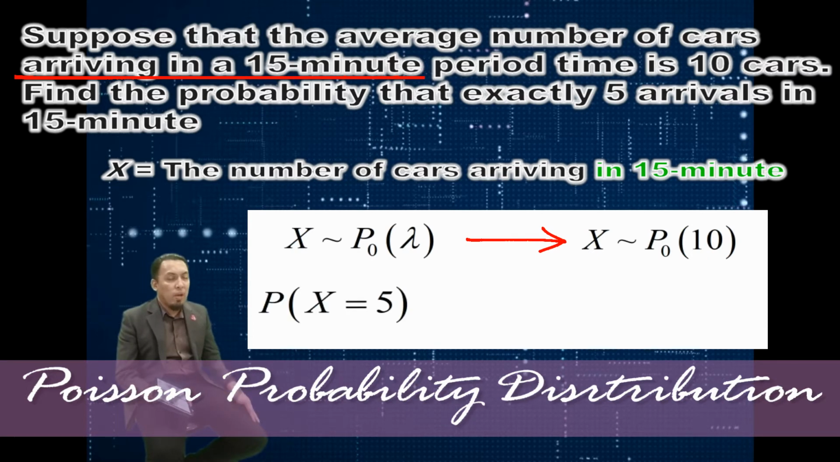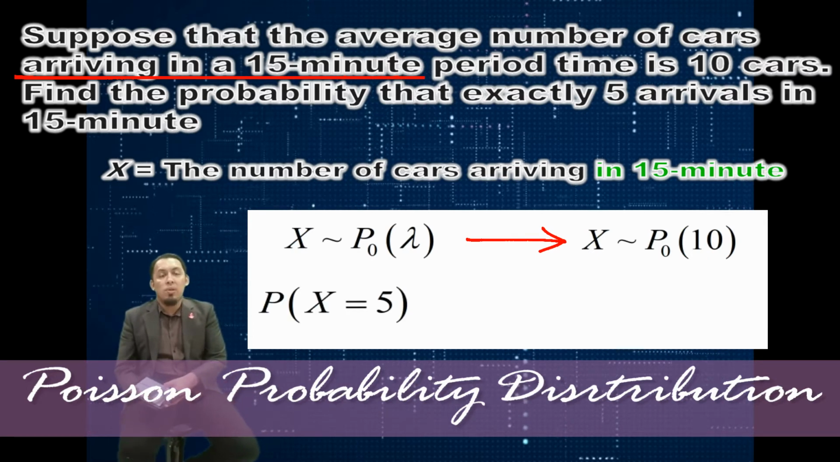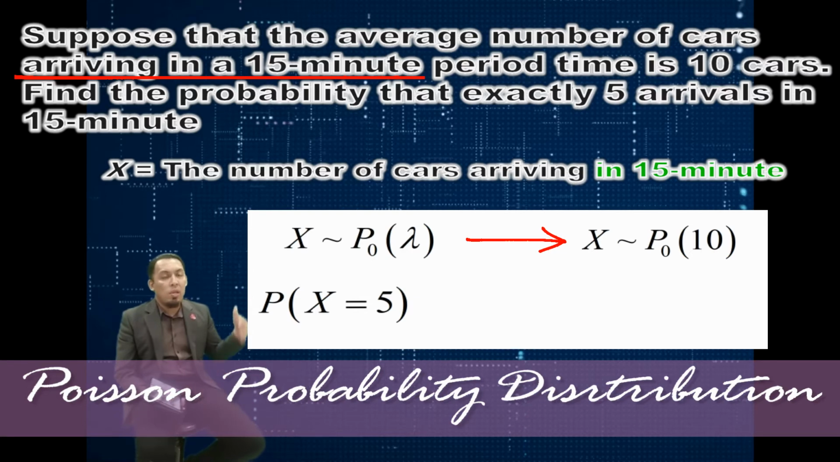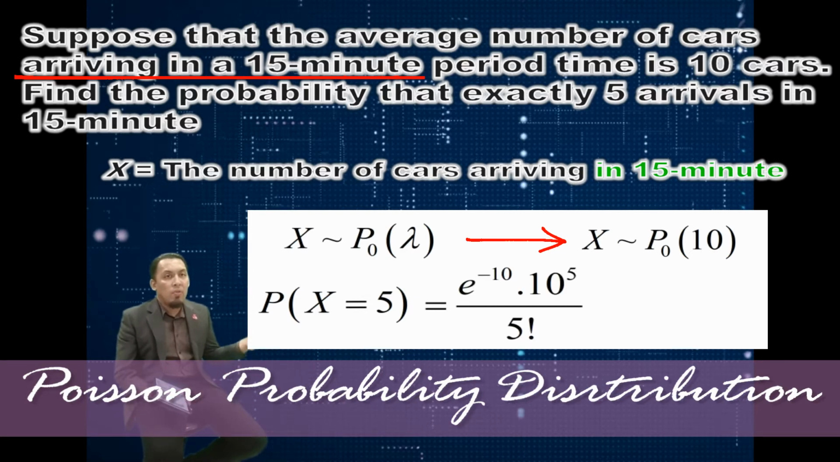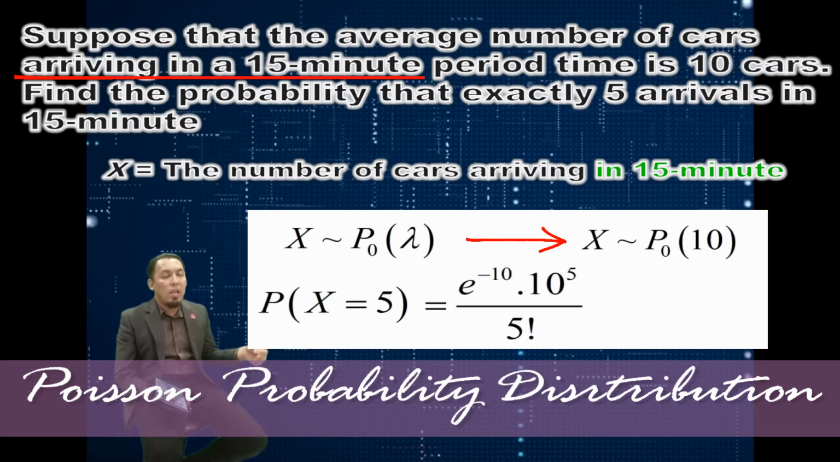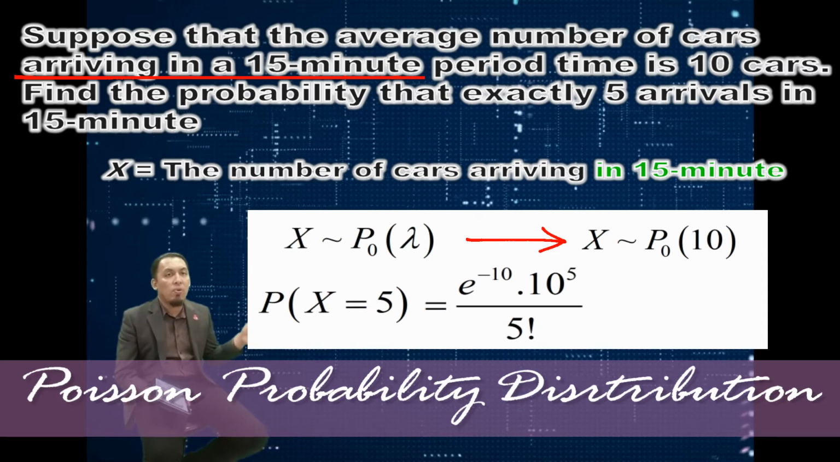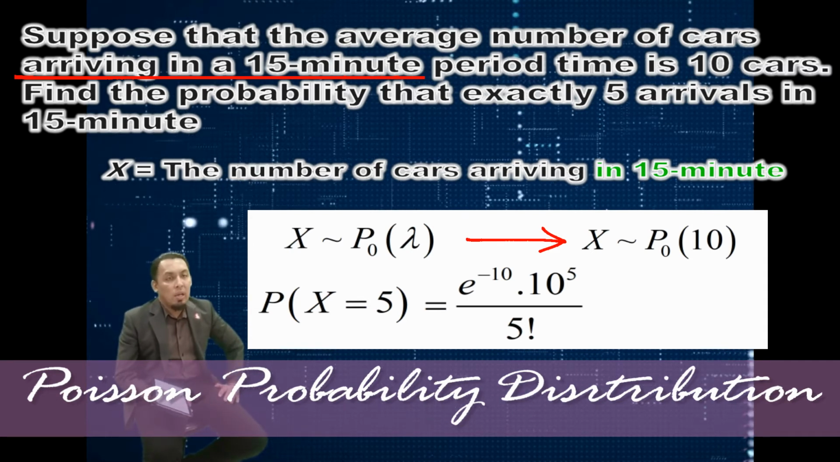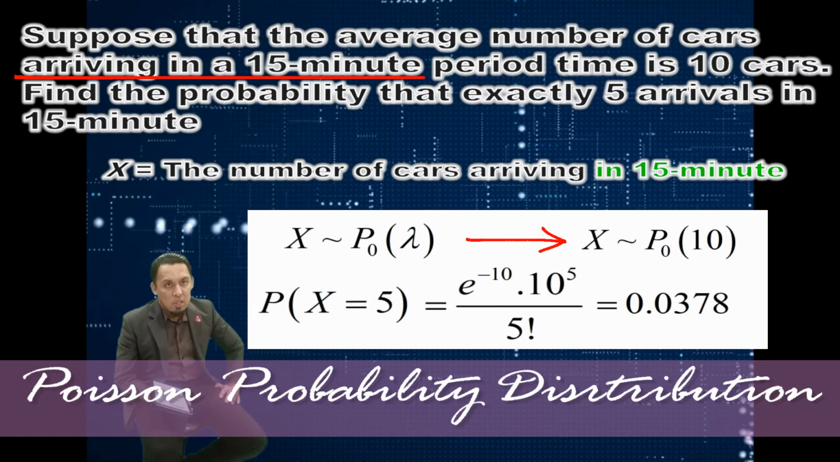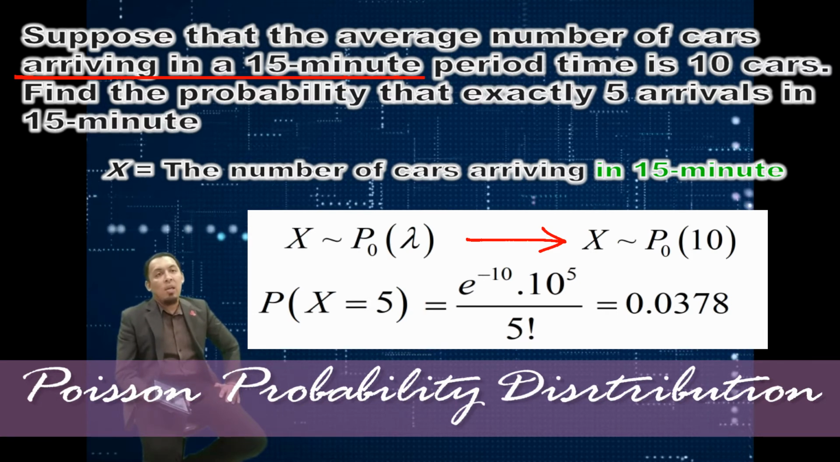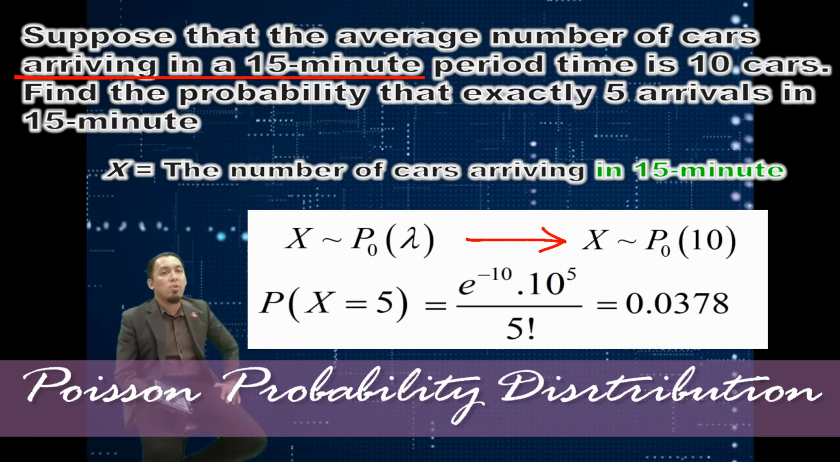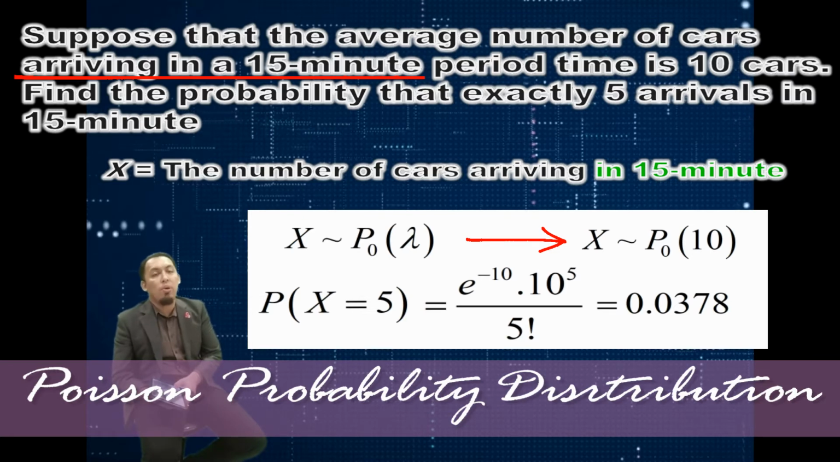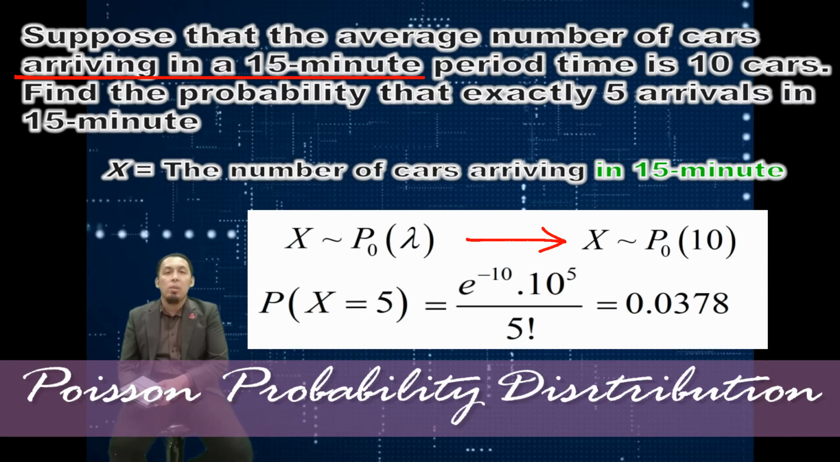Now let's try to answer the question. We have x equal to 5. So let's look at the formula. Substitute it: e to the power of negative 10 times 10 to the power of 5 over 5 factorial. Calculate it and you should get 0.0378. Okay, and the other way is you can also use the cumulative Poisson probability table.